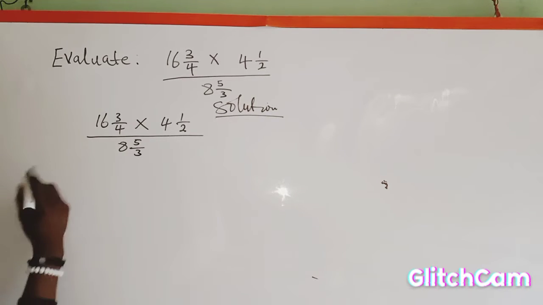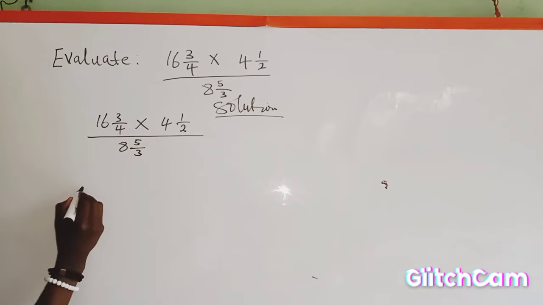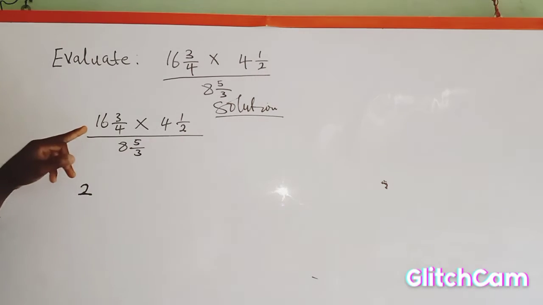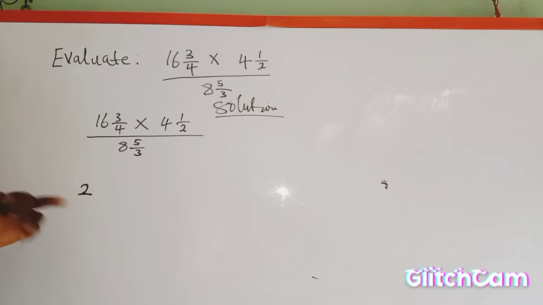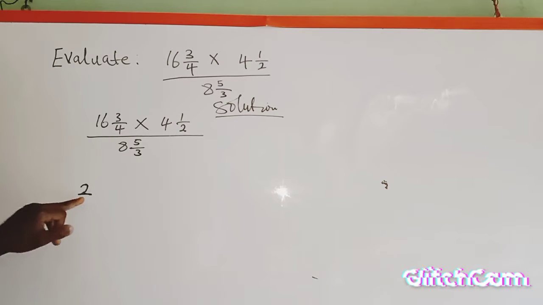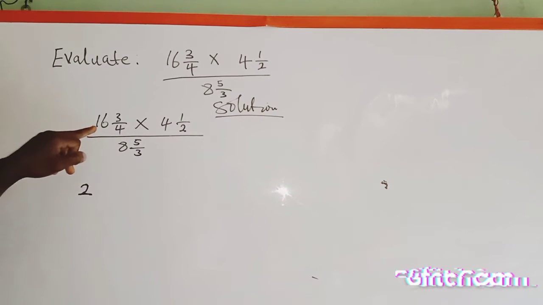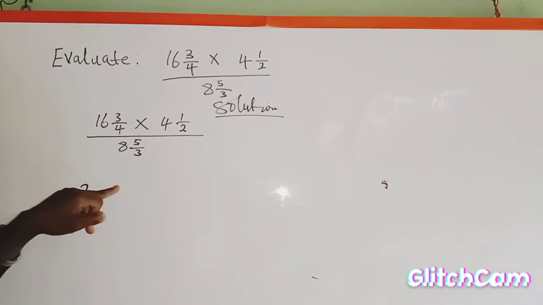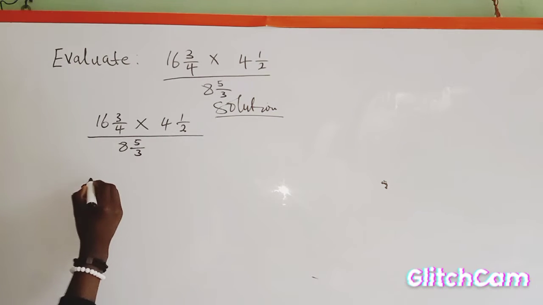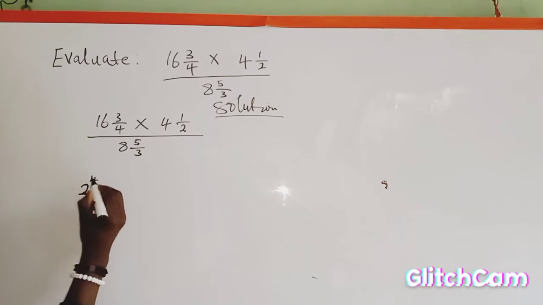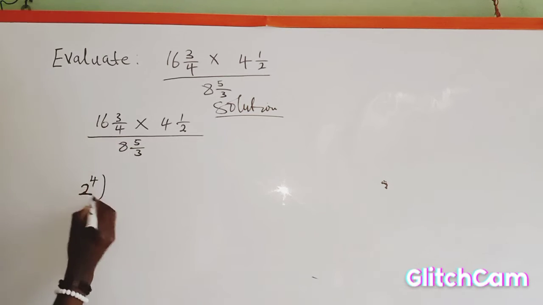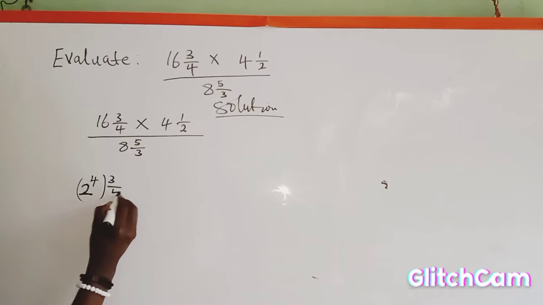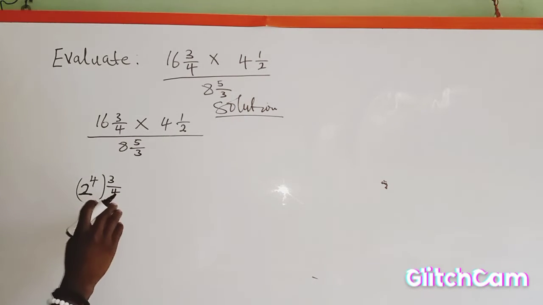I want to break this 16. How many times does 2 go into 16 before we can get 16? 2 times 2 is 4, 4 times 2 is 8, and 8 times 2 is 16. So 2 goes into 16 four times. I can bracket this, then 3 over 4 to the power of 2 over 4.